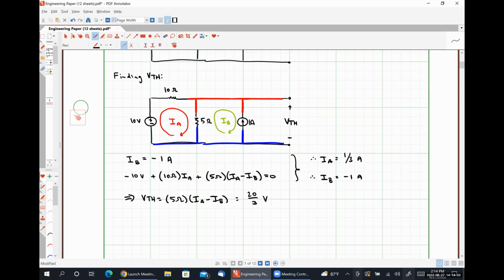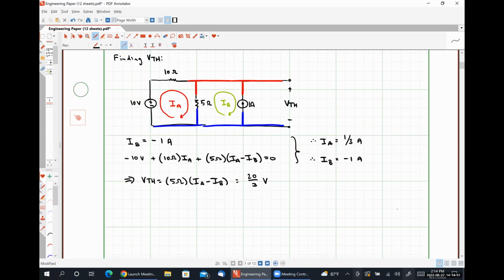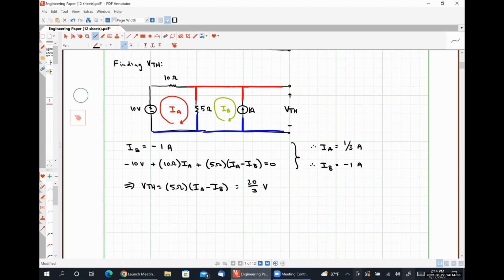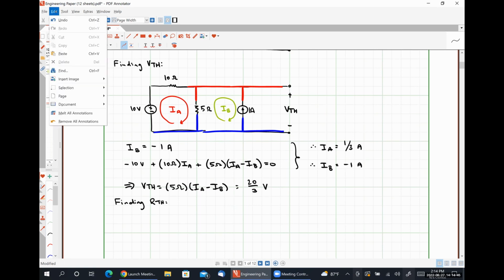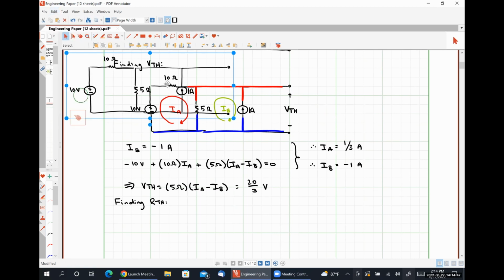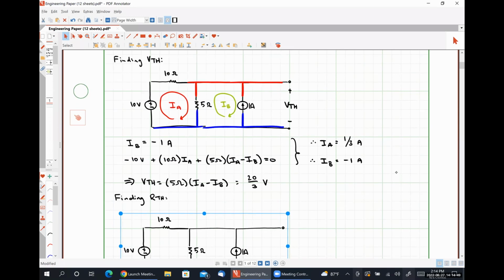Okay. We did not have to use mesh analysis. We could have used any circuit analysis technique that we chose, but because Devarier suggested mesh, that's what we did. Now we're going to talk about finding RTH. I'm going to make another copy of my circuit and put it down here.